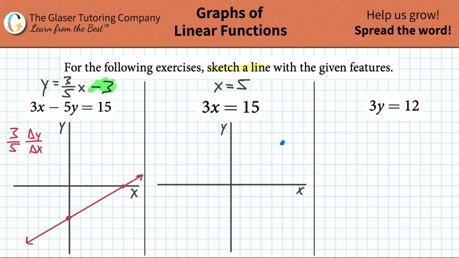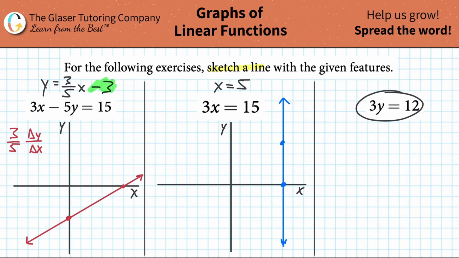How about this point? Does that have an x coordinate of 5? Sure it does. How about this one? Yeah, they all do, right? So notice, whenever you have an equation that says x is equal to some constant, it's always a vertical line. You can remember that. All right? Now, let's take a look at the last equation.